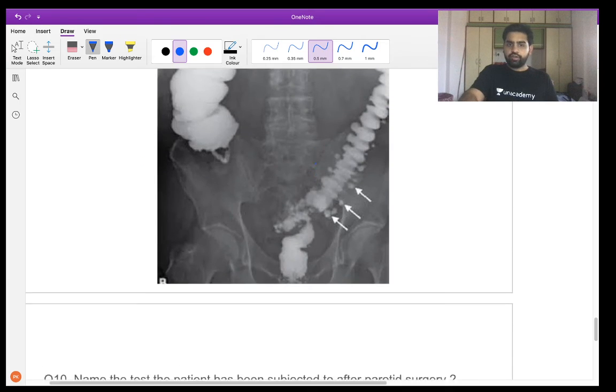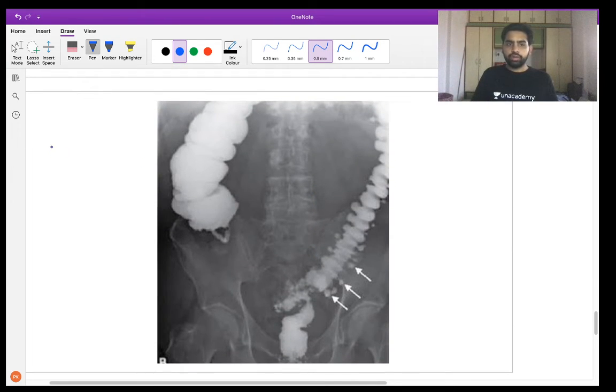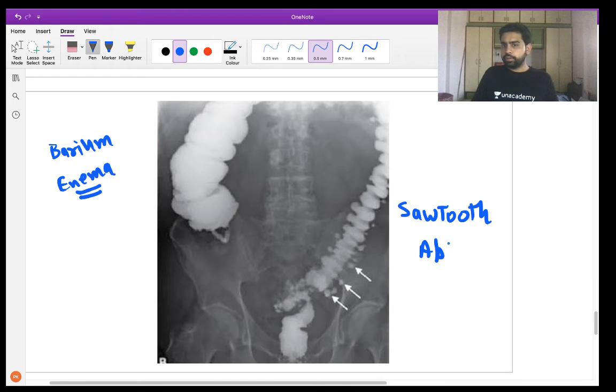Okay, and if at all they ask you, they will ask you this barium enema. And what do you see here? What is the sign which you get in here? You get a sawtooth appearance. Please understand this. Okay, so this is very important. Now this is something very important they might ask you. Okay, so what is this? This is a sawtooth appearance which you see in patients with diverticulosis. Please understand this. Okay, important image, very important image, can be asked to you.